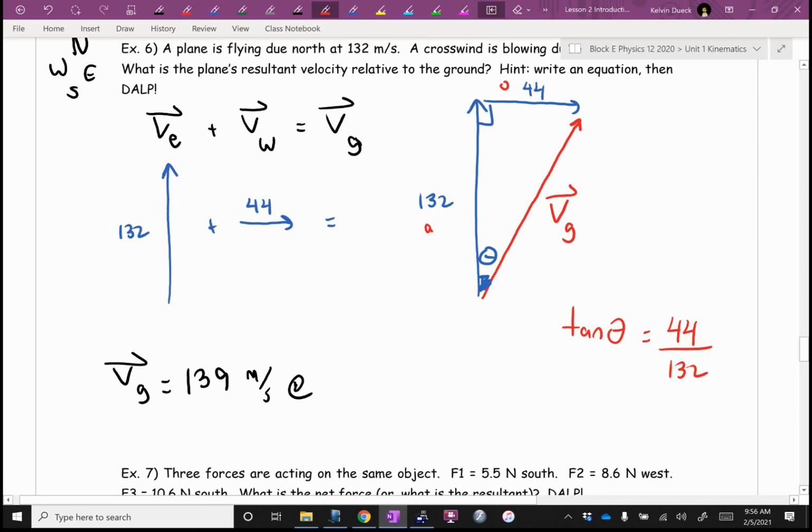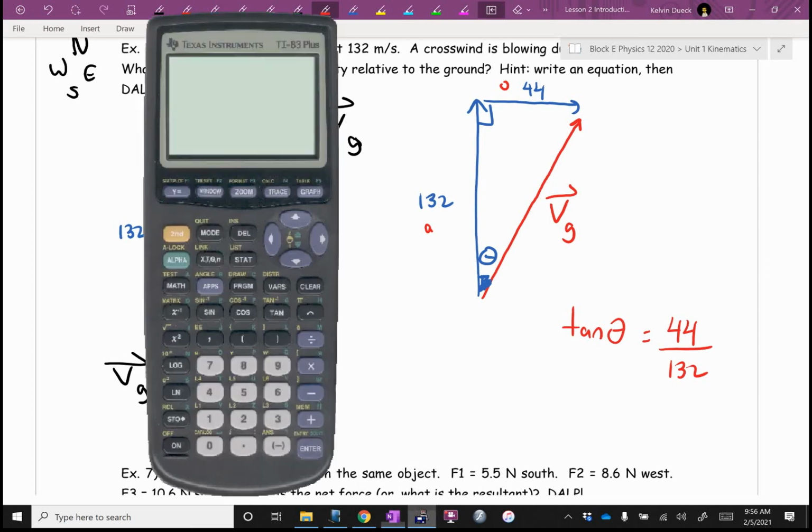How big is angle theta? I'm a little worried because I see a lot of people not on their calculators. I'm hoping it's because you've done it already. But if you're not following along or you don't know how to get this, you need to let me know this afternoon and I'll walk you through it in a blended session, okay? It's going to be shift tan of 44 divided by 132. 18.4 degrees.